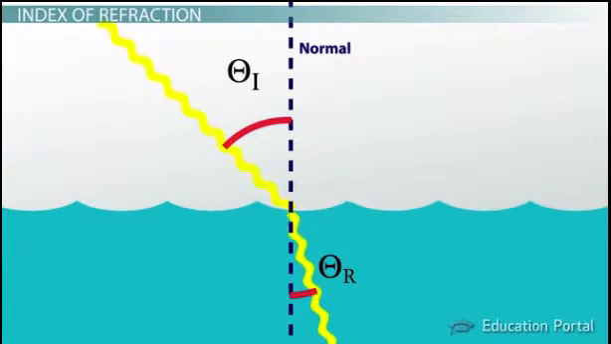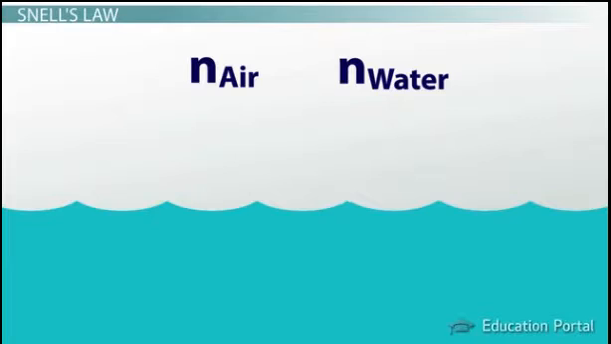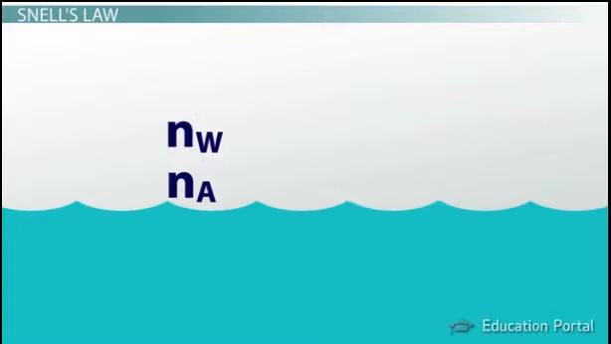The difference in size of the angles is directly related to the difference in refractive indices. I'll show you what I mean with a little bit of algebra. Let's make a ratio of the two refractive indices, the two n values for the air and the water. We'll call the index for air NA and the index of refraction for water NW. The ratio will look like this, NW over NA. The slower medium is on top, while the faster medium is on the bottom.